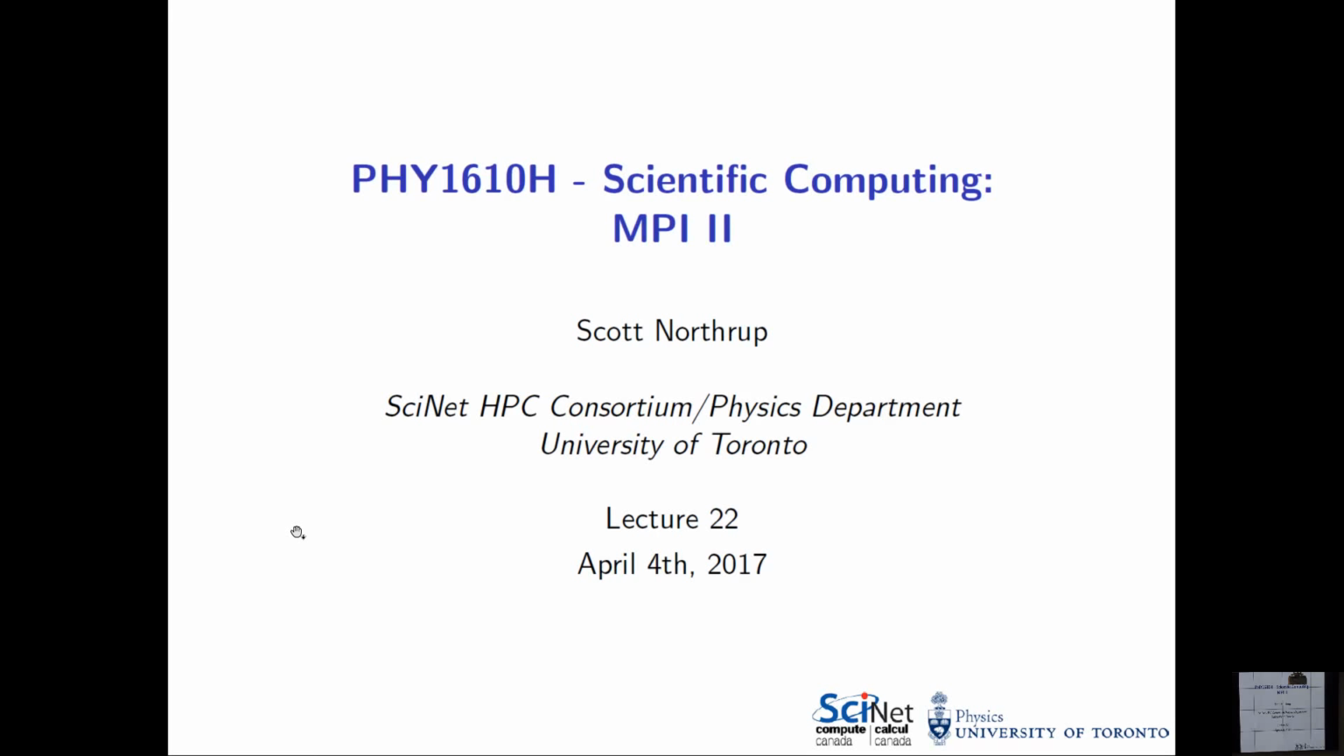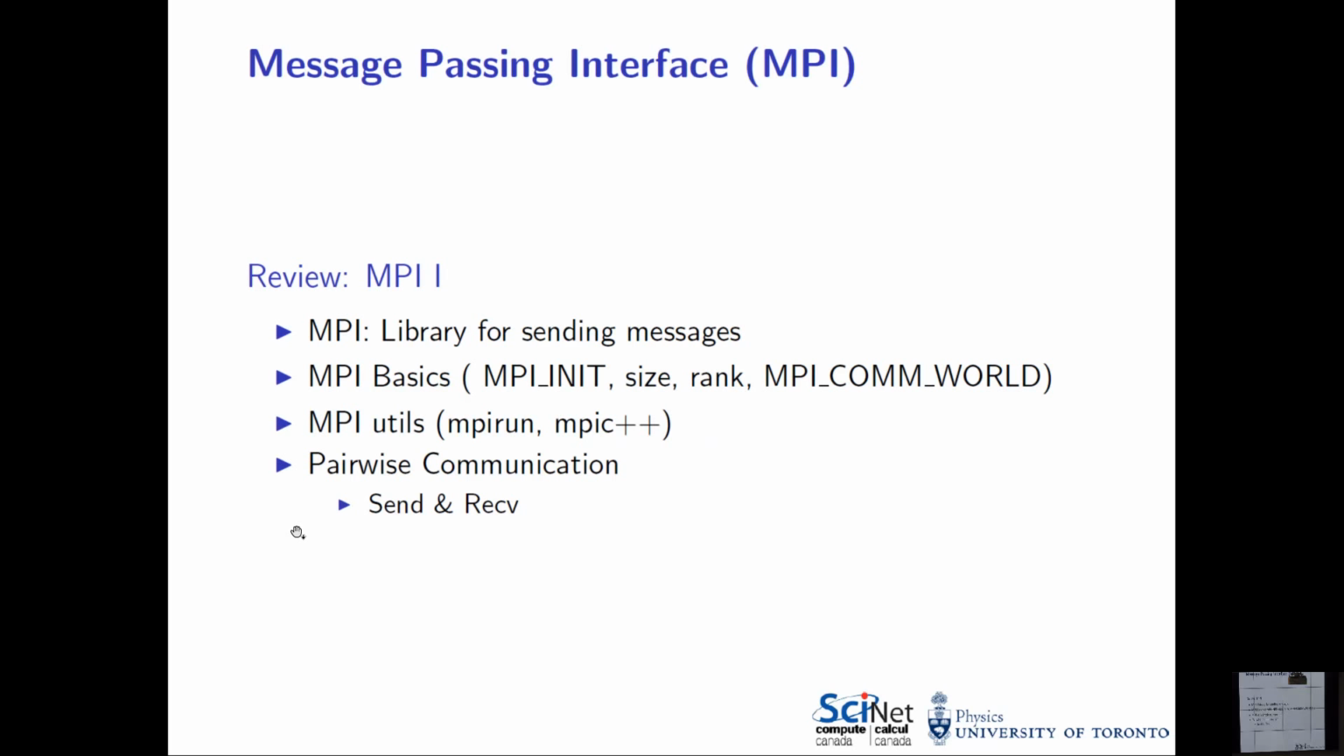Okay, today we're going to continue on. This is part 2 of MPI, the Message Passing Interface. We started it last week, just introducing MPI as a library for sending communications. We went over the basics, the main function calls you have to make to start up: your init, your finalize, what size and rank were, and some of the utilities you need to use to run MPI.